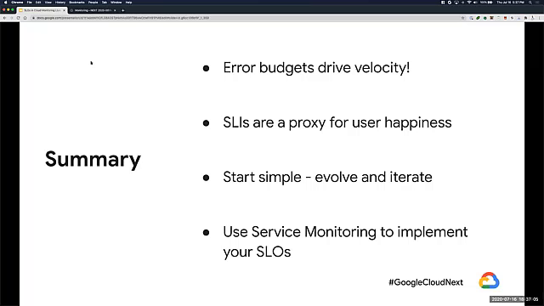You don't have to get complex. As you saw, what I showed you here is the very basics. Error rates, latency. Those are great. Availability and latency are always the first two places you should start if you have nothing else. You can always iterate from there and get better. And hopefully you've seen how you can use service monitoring in Google Cloud Monitoring to implement this.